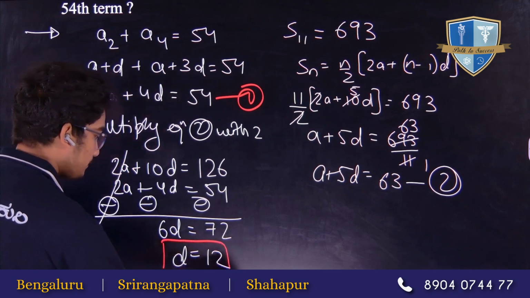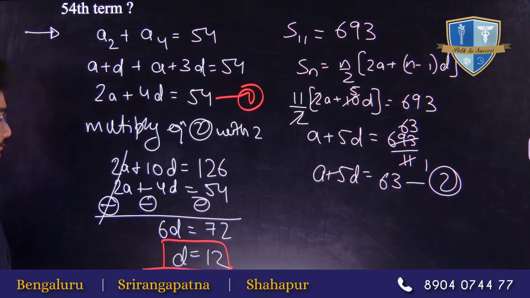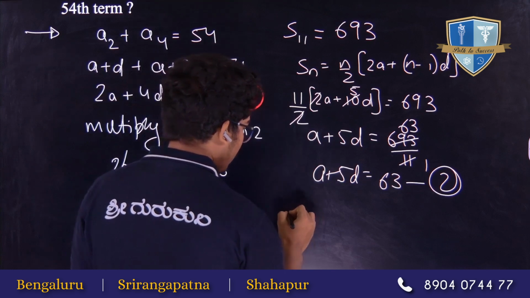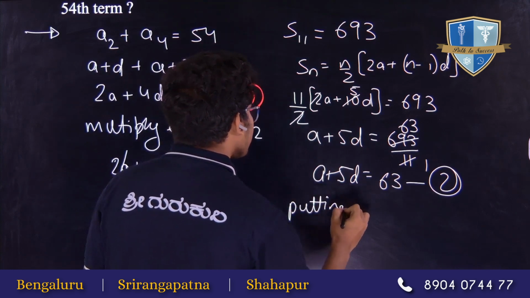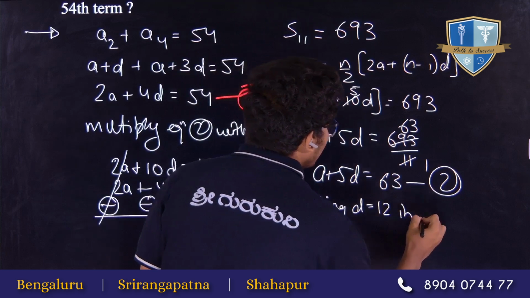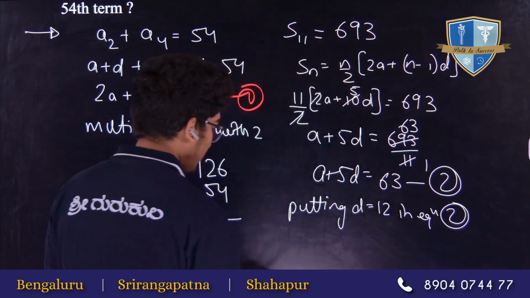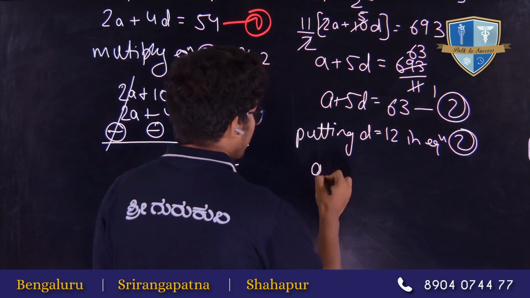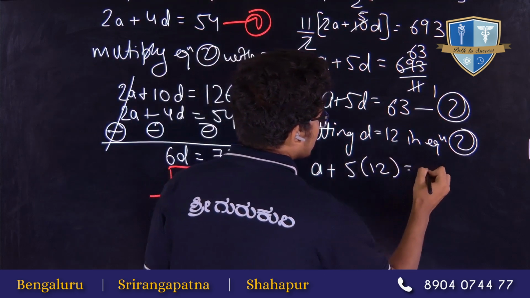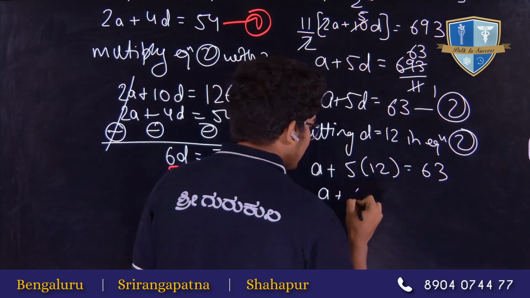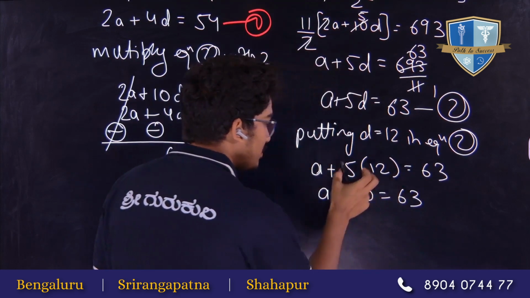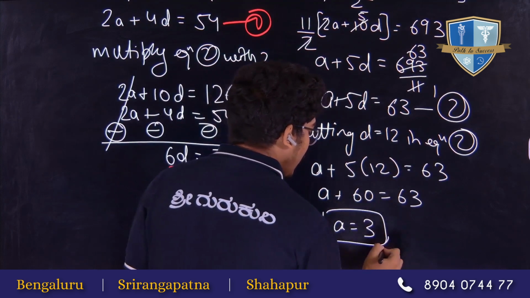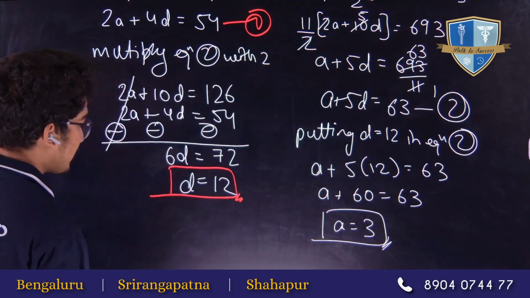So one unknown we know now, that is d is equal to 12. Now to find a, we will put this in any of these equations. So putting d is equal to 12 in equation 2, we find a plus 5 into 12 is equal to 63. That is a plus 60 is equal to 63. Now the 60 will go to the other side, 63 minus 60, so a will become 3. So our first term is 3 and our common difference is 12.